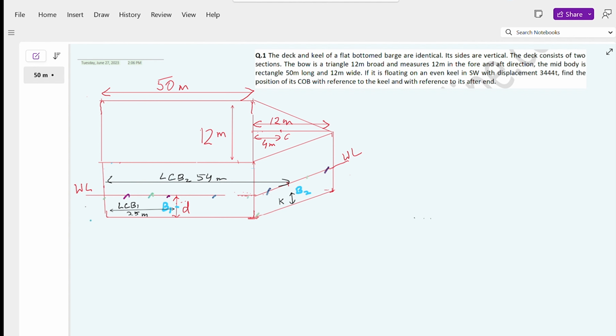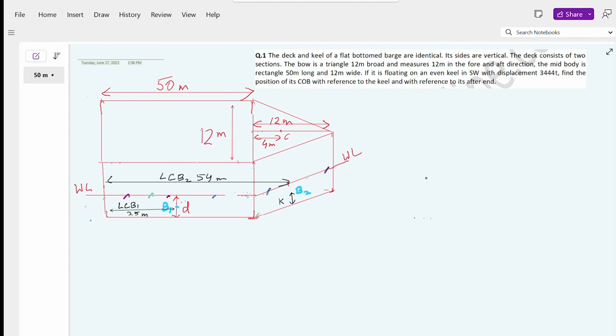So what's the question? The question is about a barge. The deck and keel of a flat-bottomed barge are identical. So what you see on deck, top view, the shape continues to remain the same till the keel, and sides are vertical. The deck consists of two sections. So the bow, the fore part, is a triangle. So you can see it's a triangle. This is the fore part.